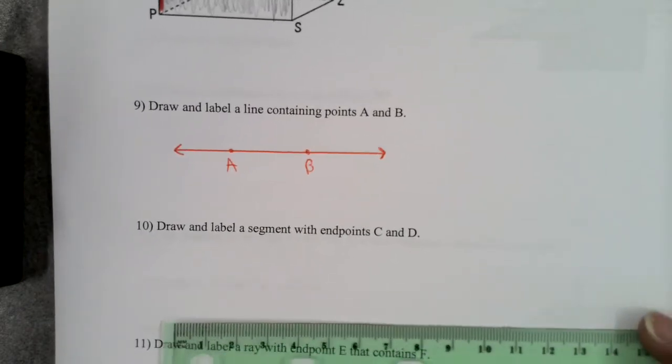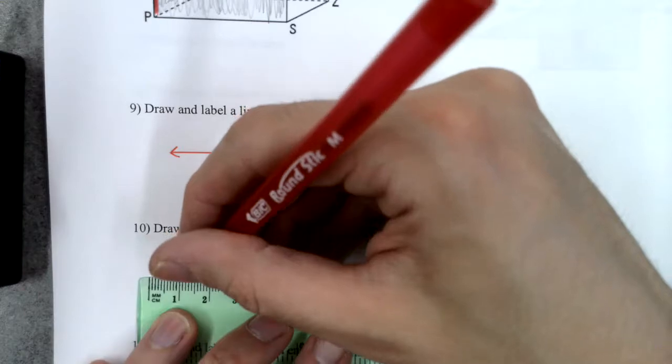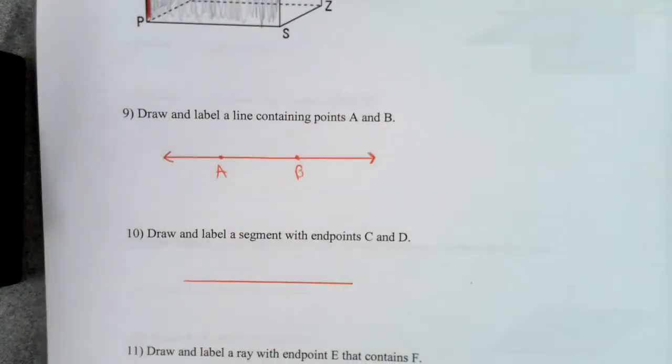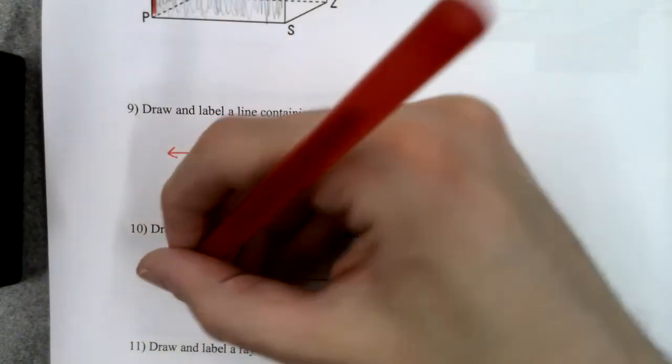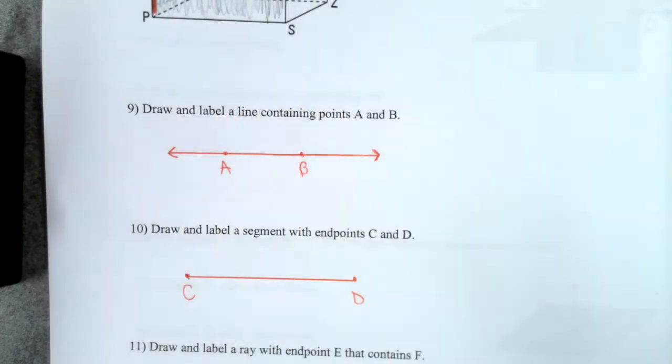Number 10, draw and label a segment. So a segment has 2 endpoints. So this will be my segment right here. Endpoint, endpoint. Endpoint C and D.